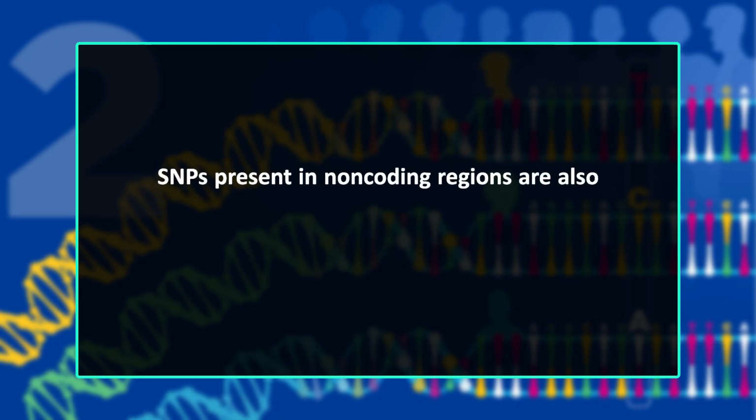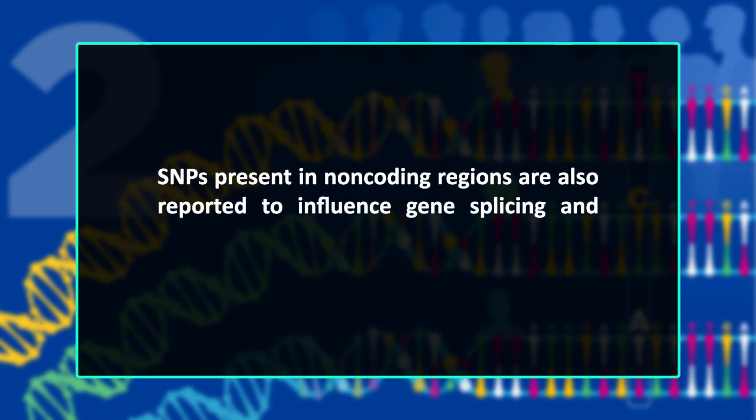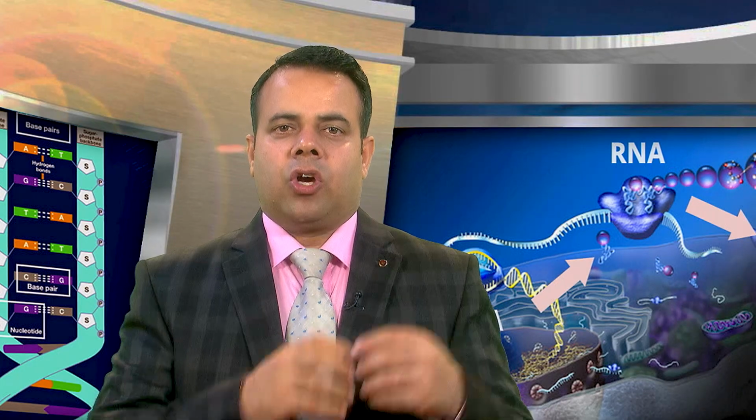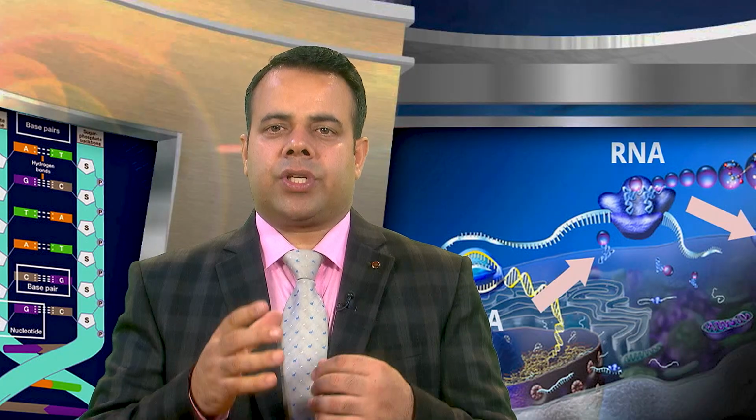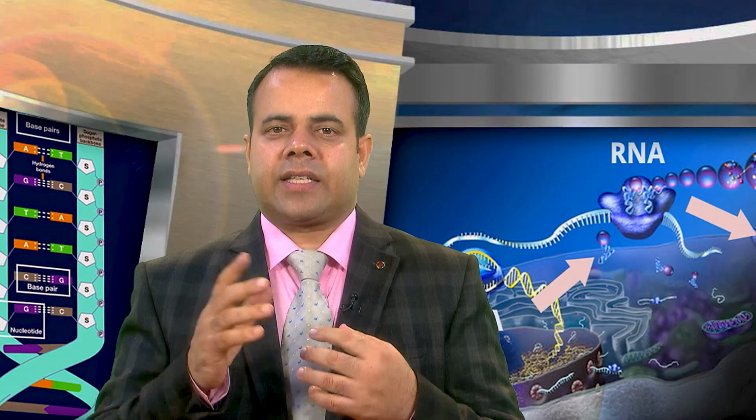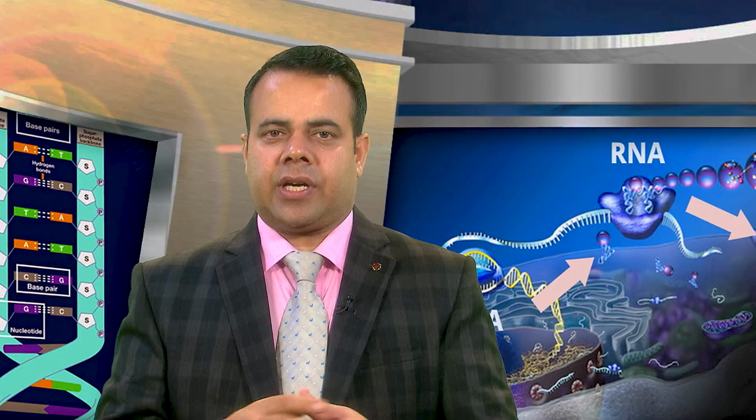SNPs present in non-coding regions are also reported to influence gene splicing and transcription factor binding. The functional effects of variants on the protein structure and function can be predicted using various in silico tools or bioinformatic tools like SIFT or PolyPhen2 or MutationTaster, etc.